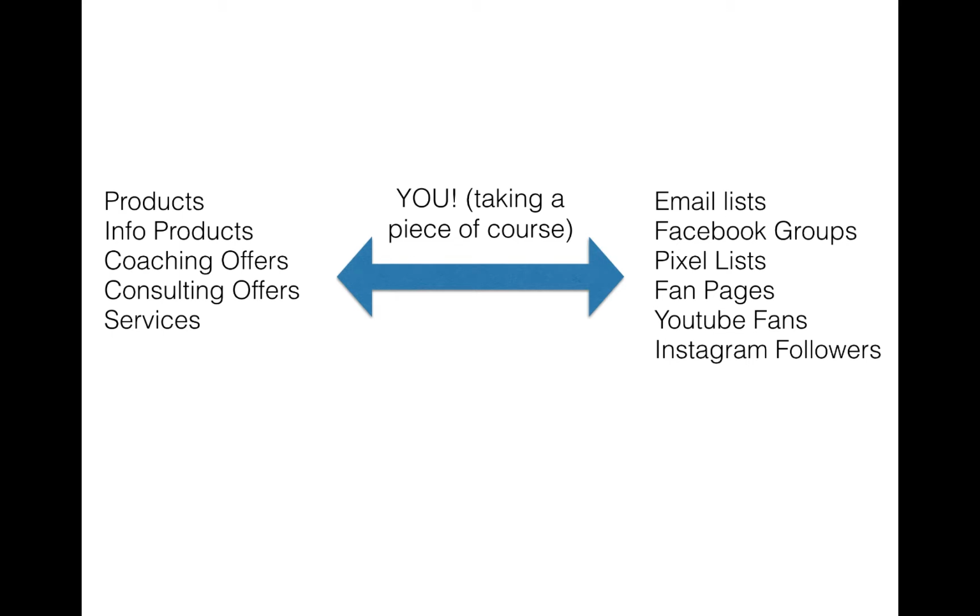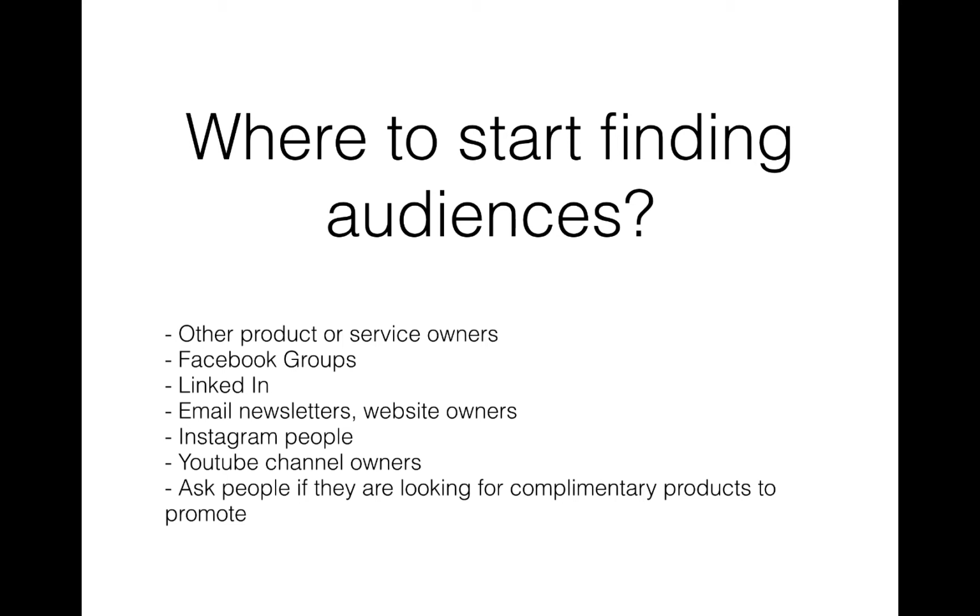Okay, so now we want to look at the right side of this list, the audiences, and look at how you can approach these people. So where do you start finding audiences? Other product or service owners, right? So let's say someone sells a diet supplement and you have someone else who has a diet ebook or info product or digital course. Well, you could offer one to the other and even cross promote, right? That's one way to start. You have a health product, they've got a health list.